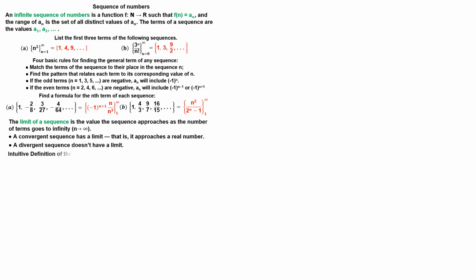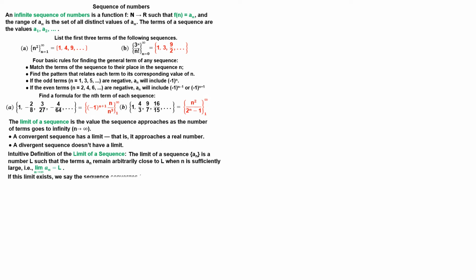We can give an informal definition of the limit of a sequence. The limit of a sequence a sub n is a number L such that the terms a sub n remain arbitrarily close to L when n is sufficiently large. That is, the limit of a sub n as n approaches infinity is L. If this limit exists, we say the sequence converges or is convergent. Otherwise, we say the sequence diverges or is divergent.